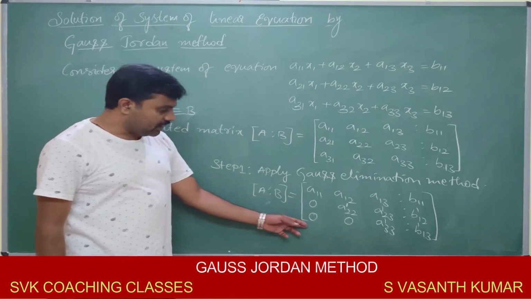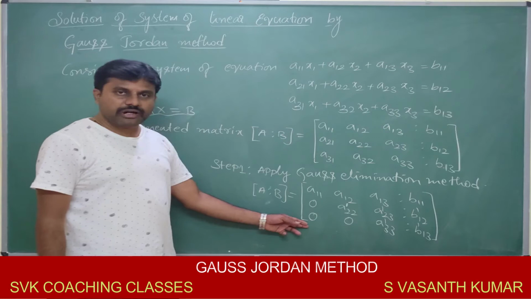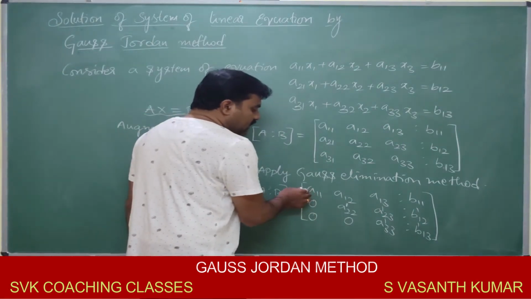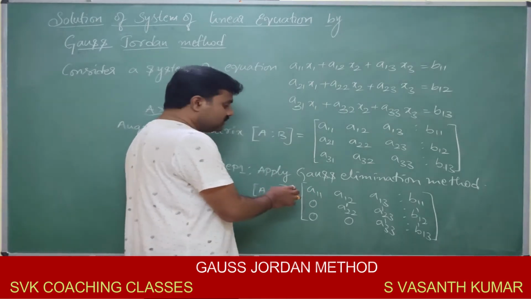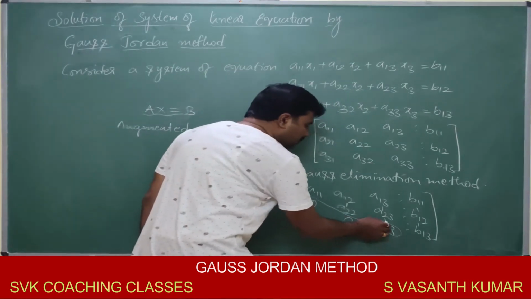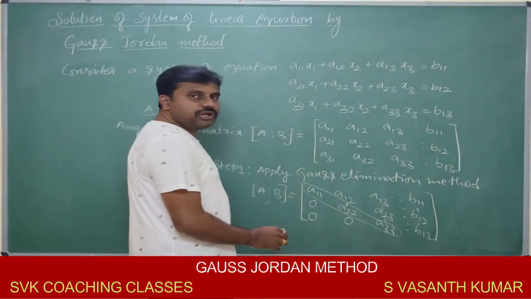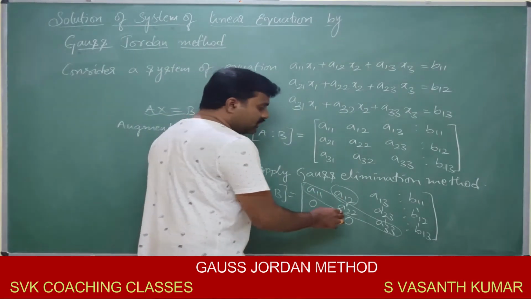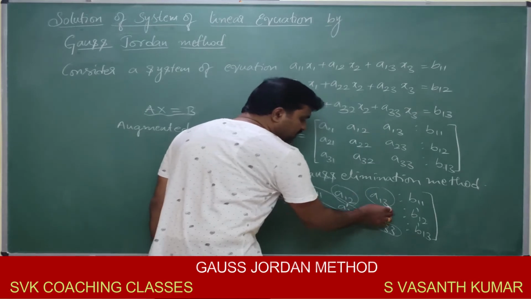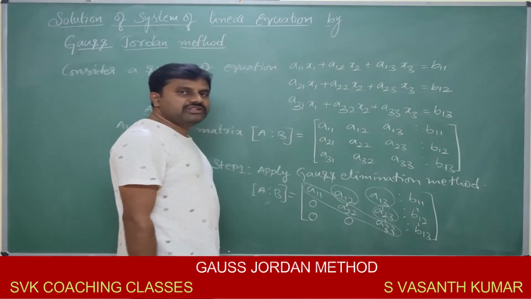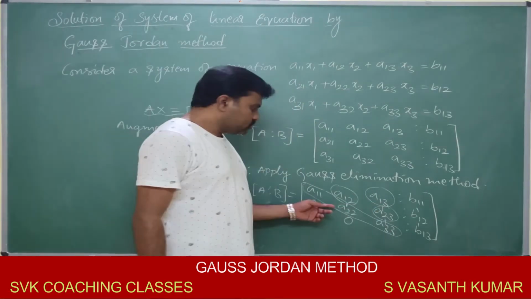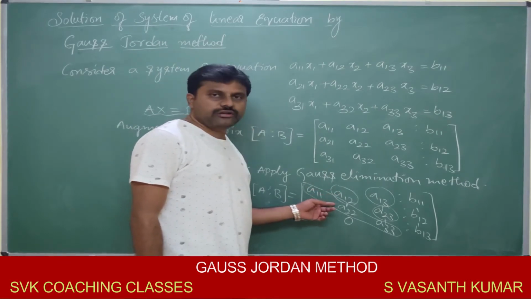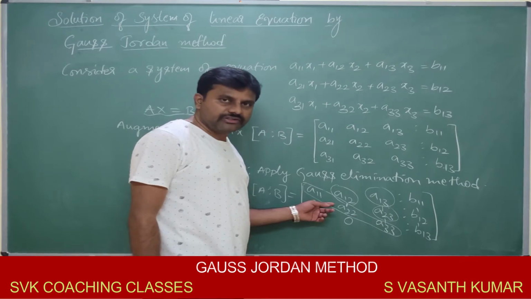After getting the upper triangular matrix, you require to get a diagonal matrix. What is a diagonal matrix? The diagonal elements should be non-zero. So, by using elementary row operations, make these three elements 0. By using row elementary operations, you are going to reduce this to a diagonal matrix.